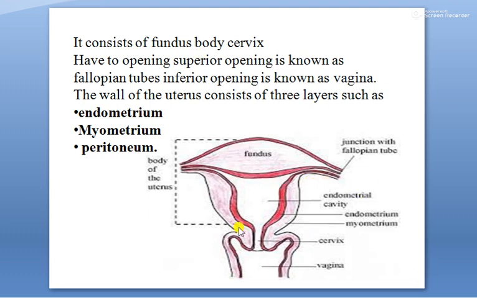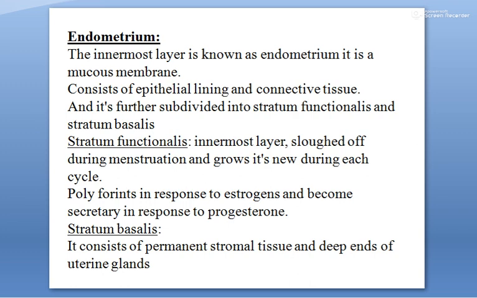As you can see in these pictures, it consists of three layers: the endometrium, which is the innermost layer, the myometrium, which is the middle layer, and the peritoneum, which is the outermost layer. So basically there are three layers in the uterus. Let's see them elaborately, starting with the endometrium.